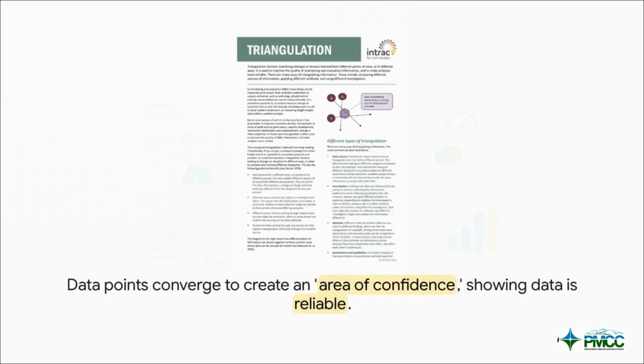And here's a fantastic way to picture it. Imagine you have 3 different data points. Let's say point A is what you learned from interviews, point B is from a big survey, and point C is what you saw with your own eyes during observations. The place where all 3 of those overlap, that's what we call the area of confidence. It's where different, independent sources all point to the same conclusion, which makes our findings way more reliable.